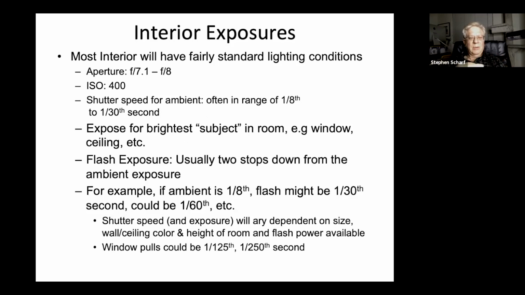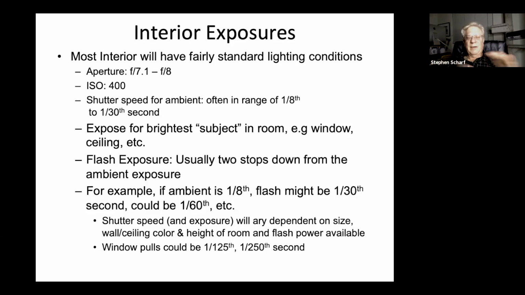Again, as Troy knows, when you're using flash or ambient, but primarily flash, your shutter speed is what controls how you're going to mix the ambient and the flash together. So typically your ambient shutter speed is going to be in the range of an eighth to a 30th of a second. And then you're going to maybe go up 2 stops. Your flash exposure might be 1/30th, 1/60th, maybe 1/20th of a second or 1/25th of a second. It all depends on the lighting and how much flash power you have. So you're going to have to play with that.